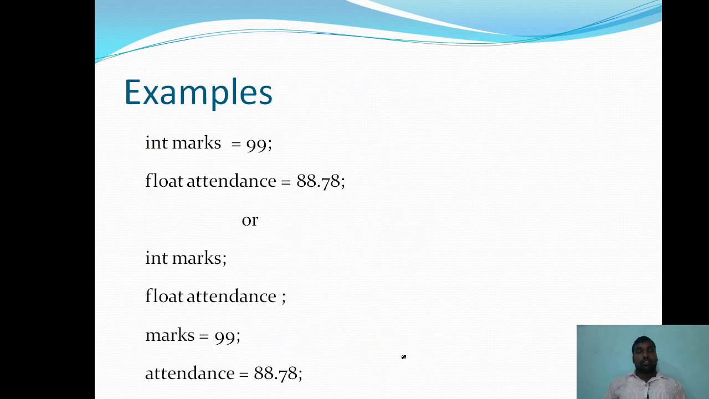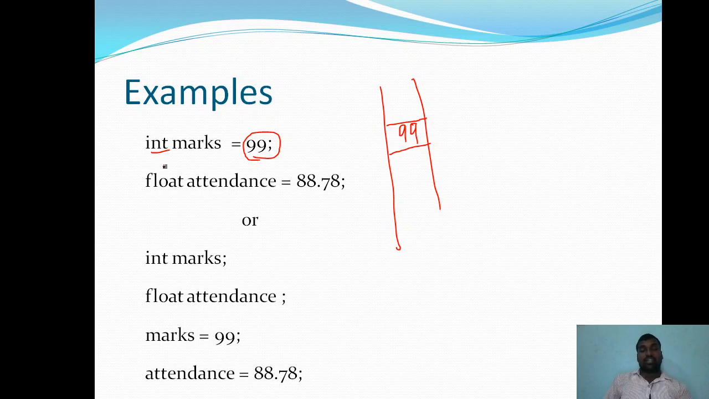So here is an example. Int marks, then marks equals 99. 99 is an integer constant, and I want to store this 99 in computer memory. As 99 is an integer constant, it can be stored only in an integer type variable. That's why I am writing int. Int is a data type, and it can store only integer constants. And marks here is a variable of integer type, which means under this marks we can store only integer numbers.